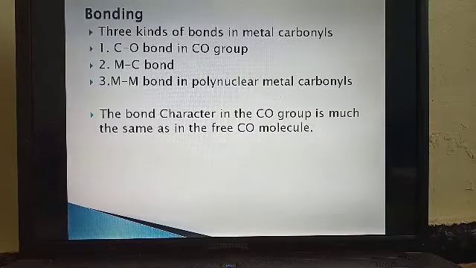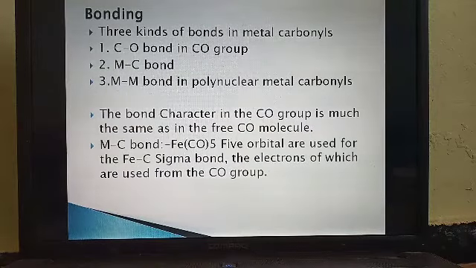So the first bonding is the bond character in the CO group, which is much the same as in the free carbonyl group, that the bond order is 3. The number of bonds between carbon and oxygen in the carbonyl group is 3. So the same character you can see in the carbonyl group. Then a very important type of bond is between a metal and carbon, this is the type of bond.